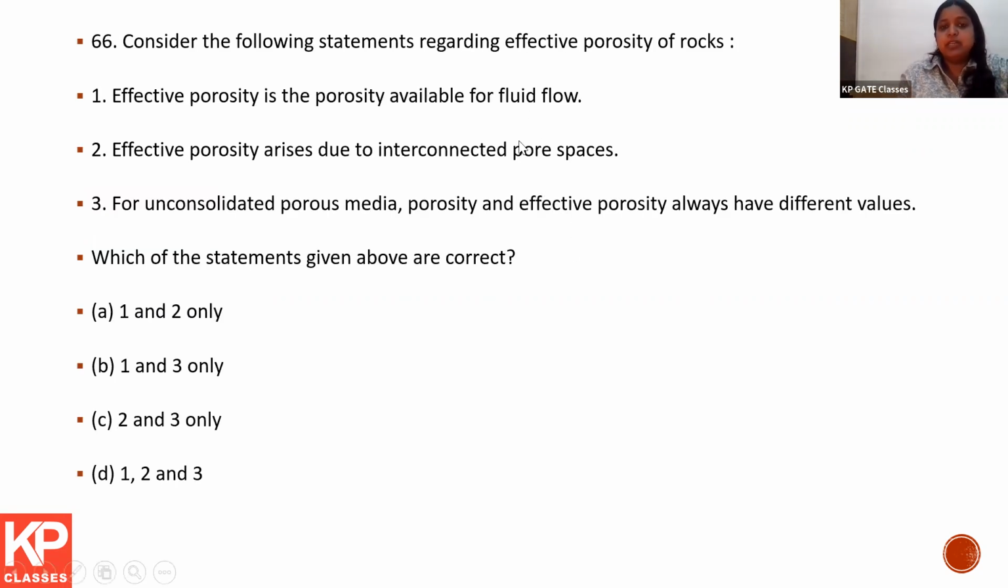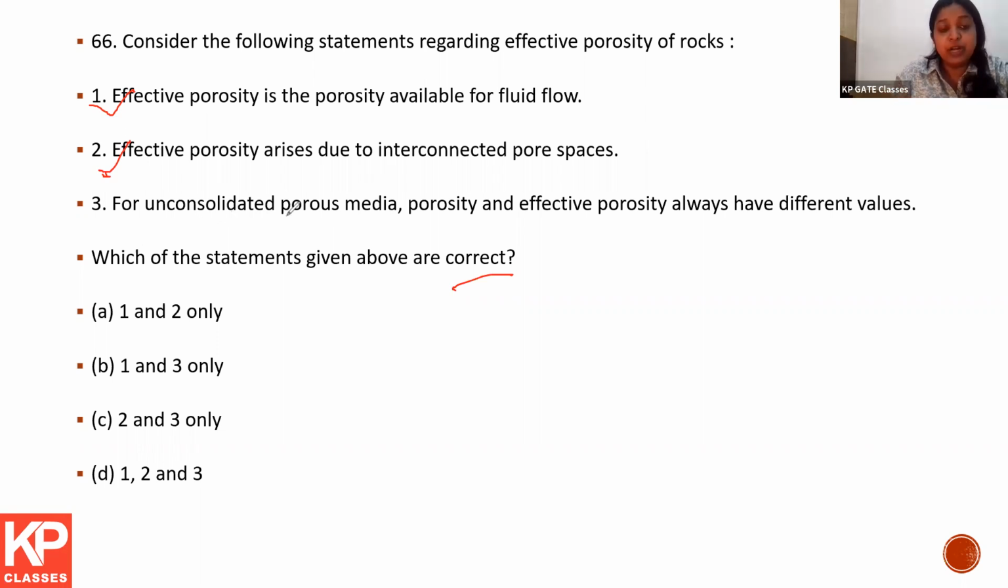Consider the following statements regarding effective porosity of rocks. They have asked for the correct statement. Effective porosity is the porosity available for fluid flow. Yes, it is porosity available for fluid flow. Effective porosity arises due to interconnected pore spaces. Yes, it arises due to interconnected pore spaces. The term effective porosity is defined only for interconnected pore spaces.